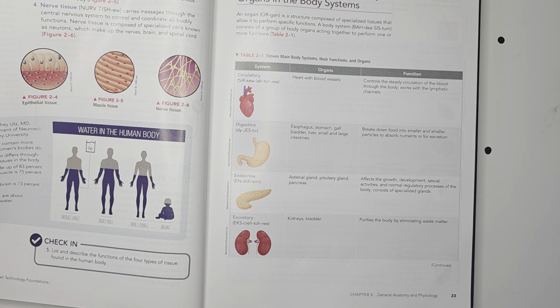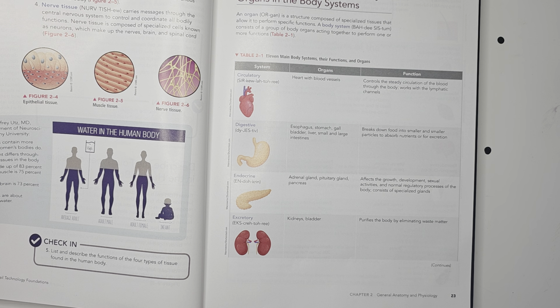According to Jeffrey Unz, MD, from the Department of Neurological Science at Allegheny University, men's bodies contain more water than women's bodies do. Water content differs throughout various tissues in the body. Blood is made up of 83% water, and muscle is 75% water. The human brain is 73% water. Even bones are about 31% water.